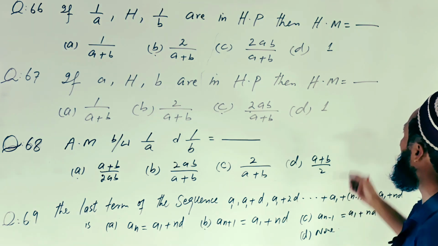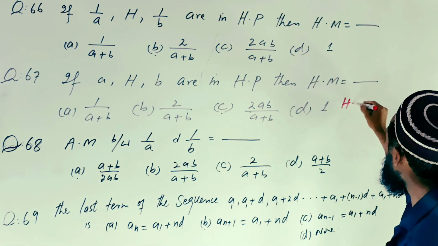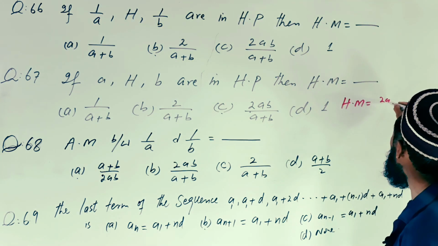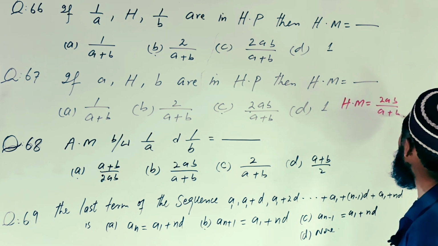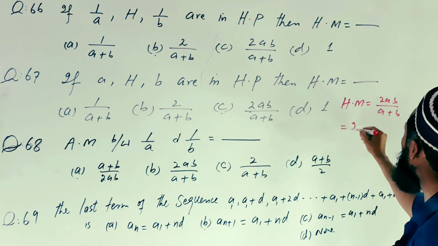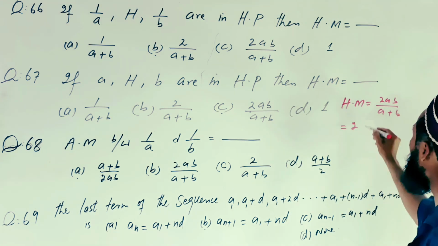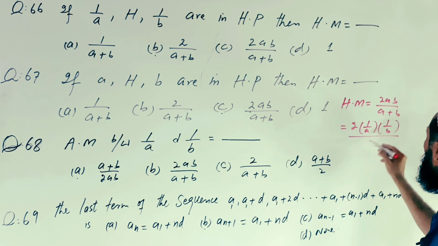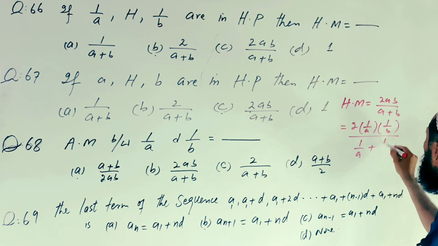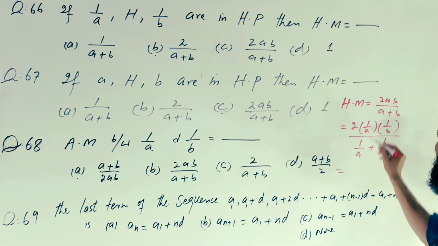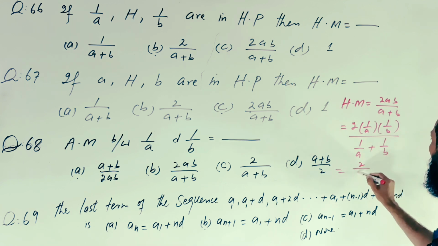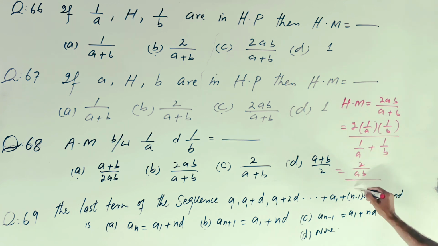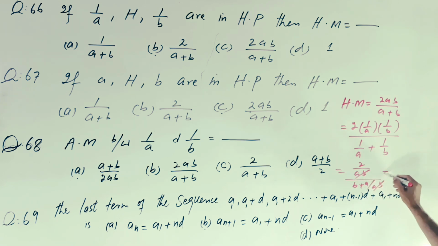We know that between two numbers, HM is equal to 2AB divided by A plus B. But here, in place of A we get 1 over A and in place of B, 1 over B, and in the denominator we get 1 over A plus 1 over B. So now multiplying, we get 2AB, and taking LCM, B plus A divided by AB. AB and AB are cancelled, we get 2 divided by A plus B.